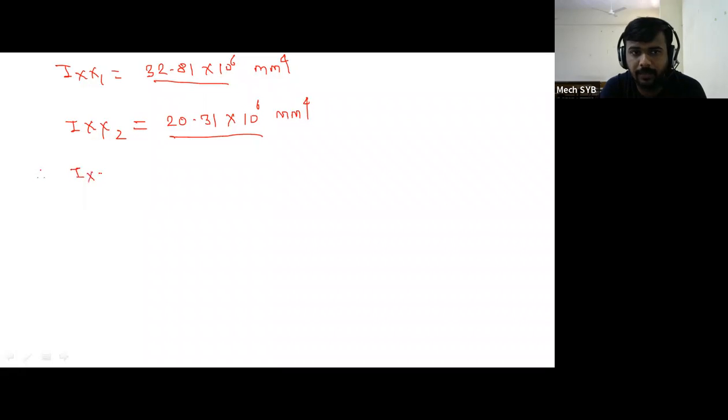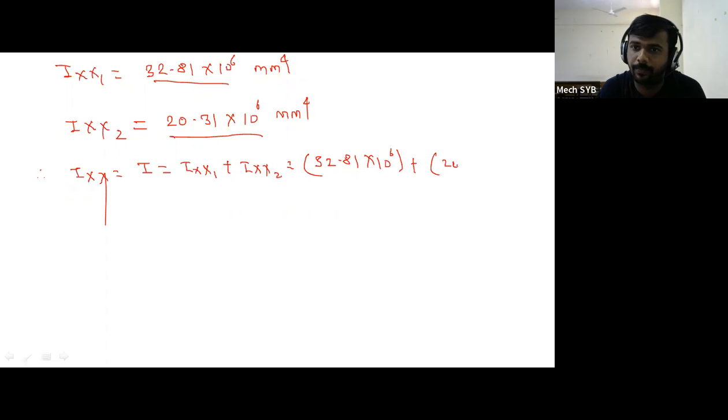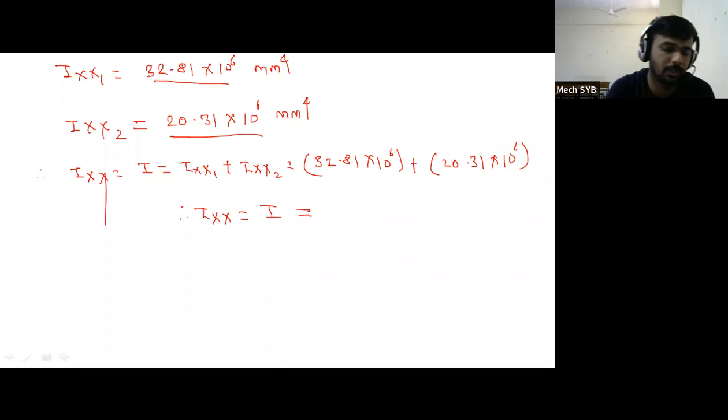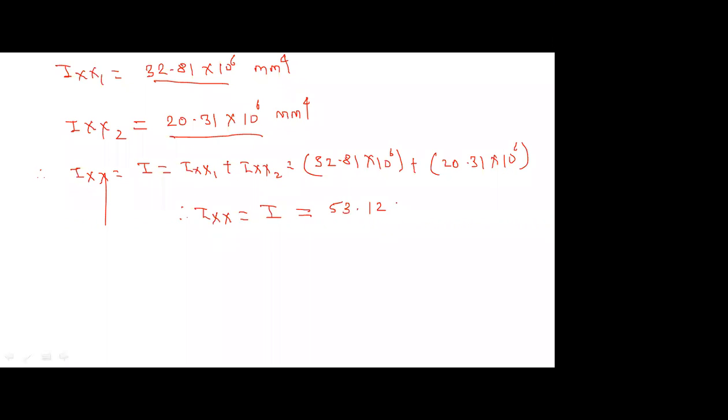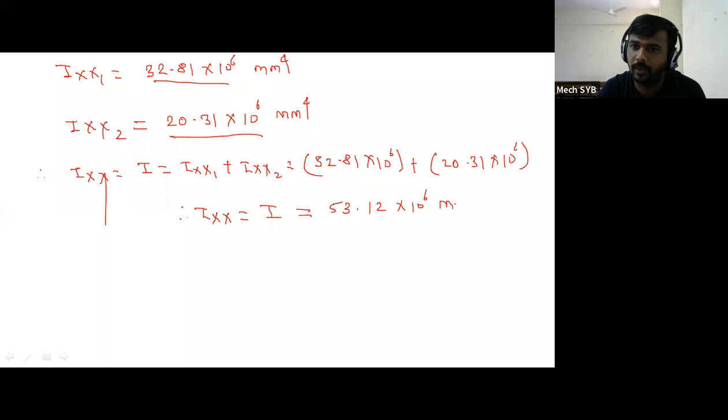Therefore, IXX is equal to capital I is equal to IXX1 plus IXX2, which is 32.81 into 10 raised to 6 plus 20.31 into 10 raised to 6. Therefore, IXX is equal to capital I, which is how much? 53.12 into 10 raised to 6 mm raised to 4.